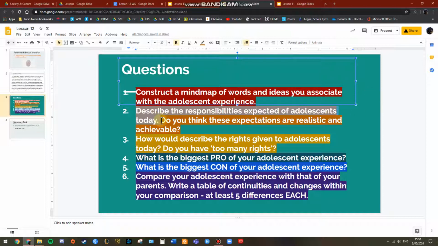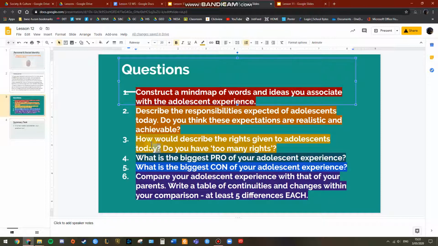And then the second part of that question is, do you think these expectations are both realistic and achievable? Yes, no, why? That'll be interesting to read. Question 3: How would you describe the rights given to adolescents today?